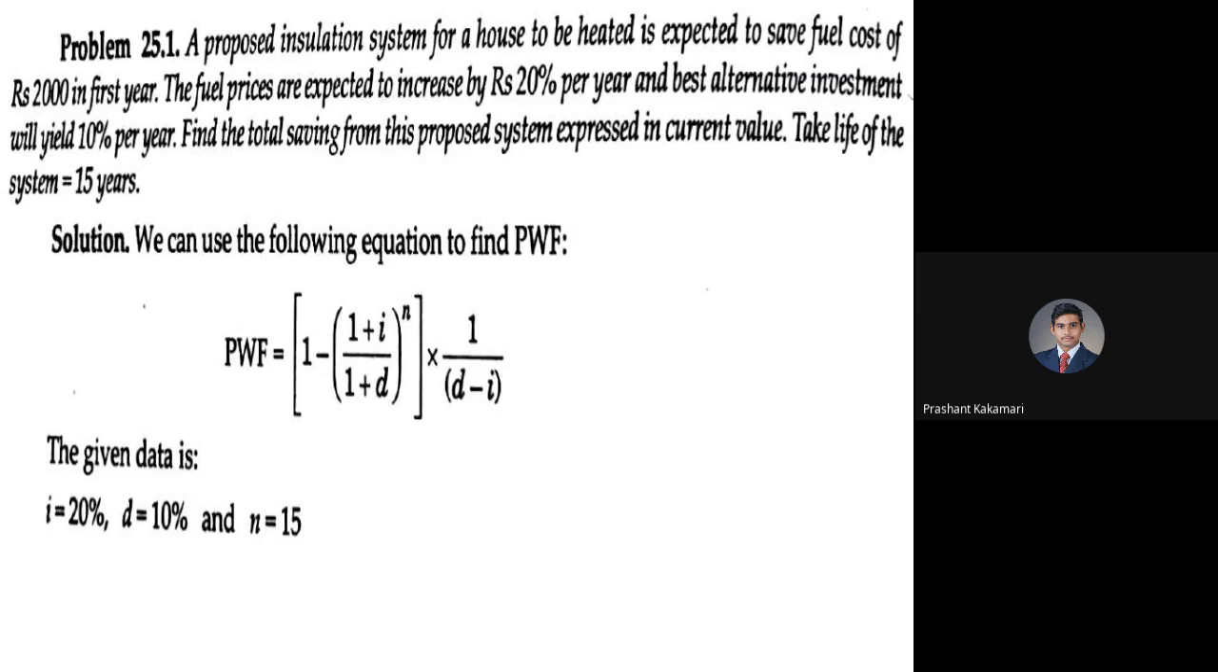Find the total savings from this proposed system expressed in the current value. Current value, anytime they say it, is nothing but the present value factor or the present worth factor. Take the life of the system as 15 years. So they have given inflation rate 20%, discount rate 10%, and life cycle 15 years. Present worth factor is given by 1 minus (1 plus I by 1 plus D) whole raised to n, into 1 by D minus I.